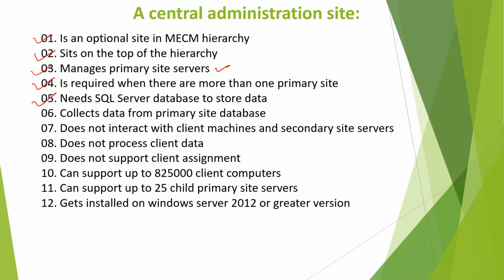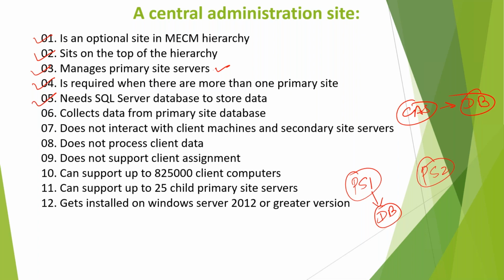It needs a SQL Server database. As I mentioned earlier, CAS will have a separate database where it stores data. Now, where does CAS get its data from? Say there is primary 1 and primary 2. There are two primary site servers and both have databases, and both are managed by this CAS. CAS will collect data from the databases of the primary site servers. Primary 1 is going to replicate its data to the CAS database. Similarly, primary 2 is going to replicate its data to the CAS database. So it collects data from the primary site database.